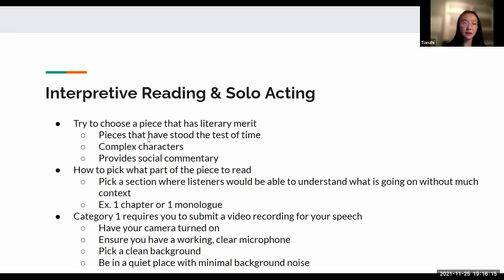Third tip is to pick a clean background. This is not as important, but when you are speaking, obviously the most important thing for a judge is the content and how you say your speech.